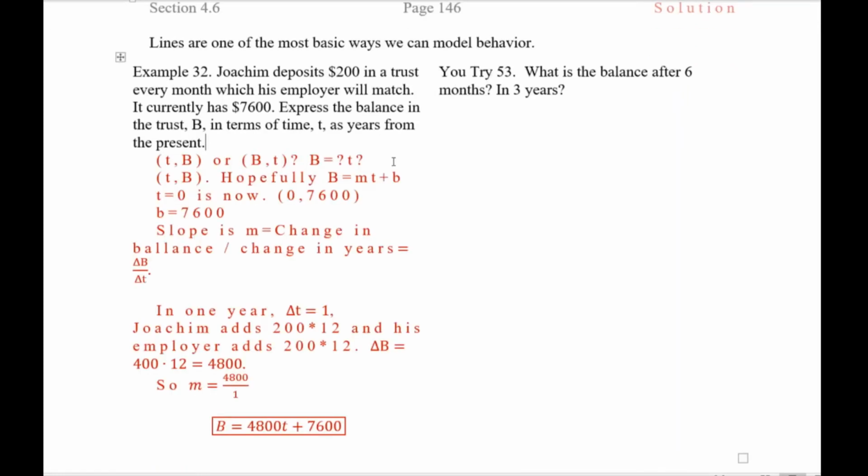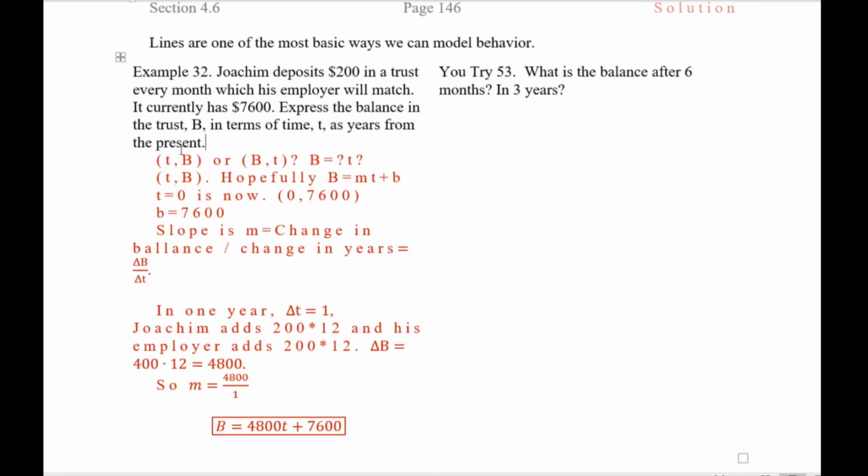In which order should we put these numbers? Should time, t, be first and balance, b, second? Or should we put b first and t second? As a rule of thumb, time is generally going to be my first coordinate, which would correspond to the horizontal axis. Another hint is in the last sentence.